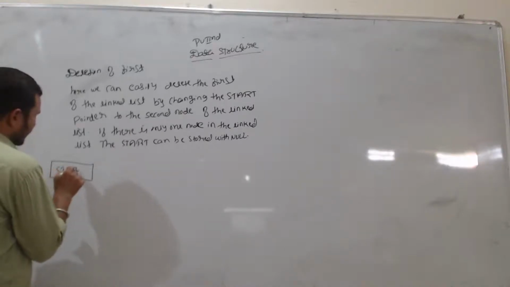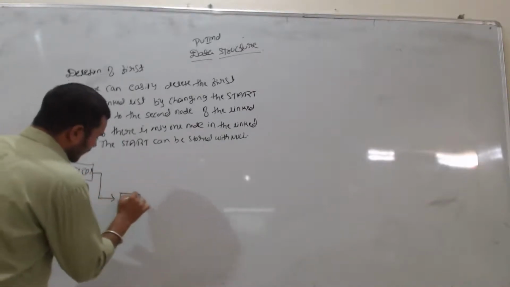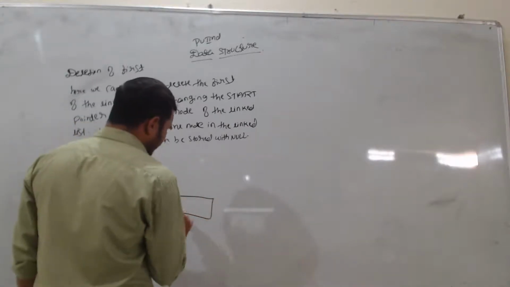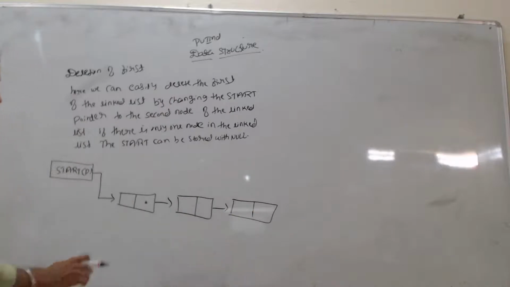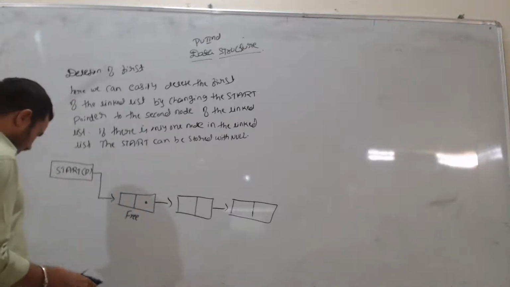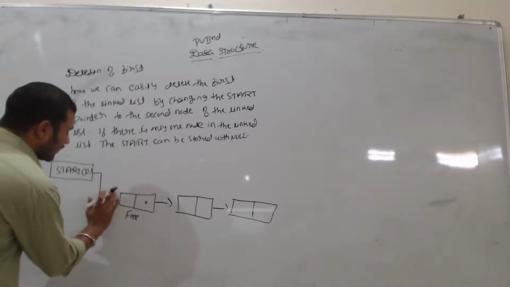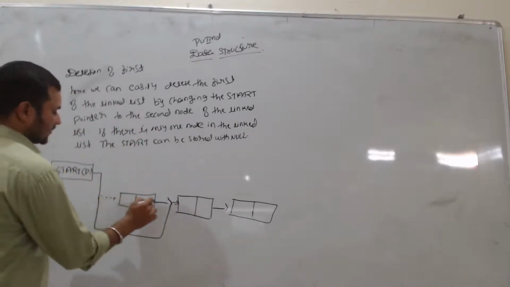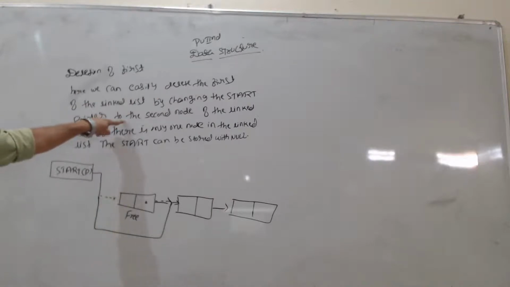This is your start pointer. This starter pointer points to the first node. After that comes the link part, the second node, then the third node. If you delete this first node, this node will be free. After deleting this node, the starter pointer will point to the next node, that is, this second node.